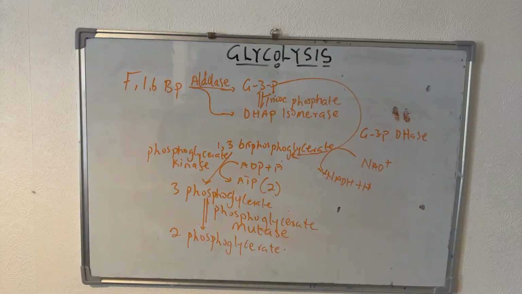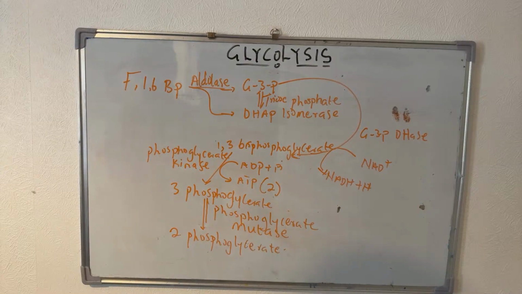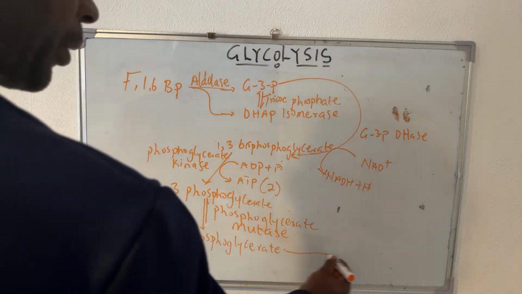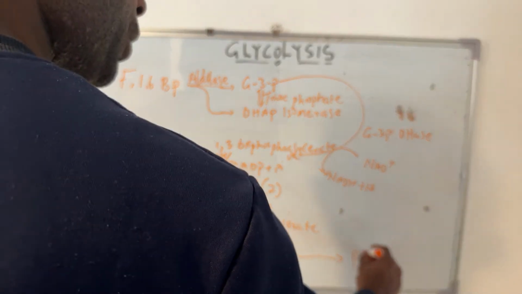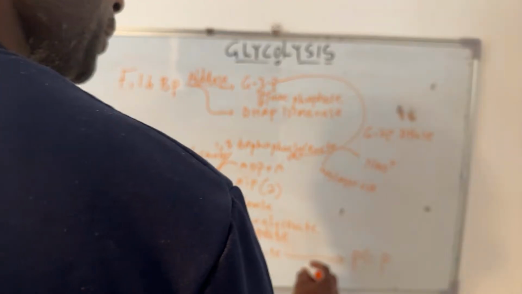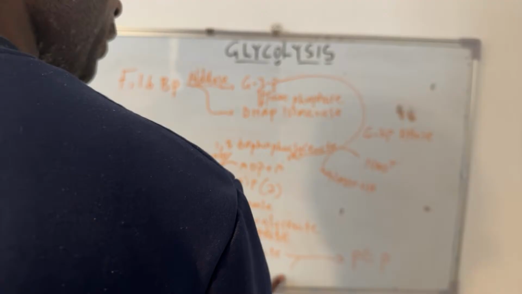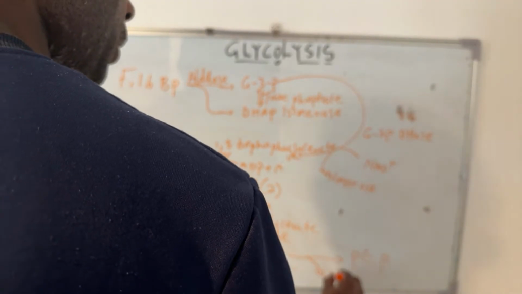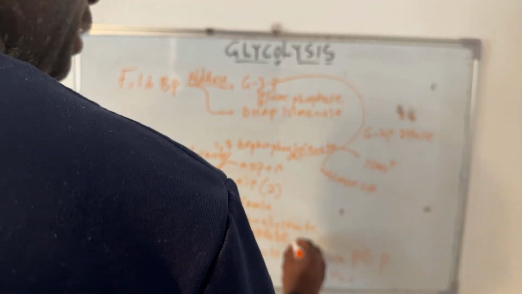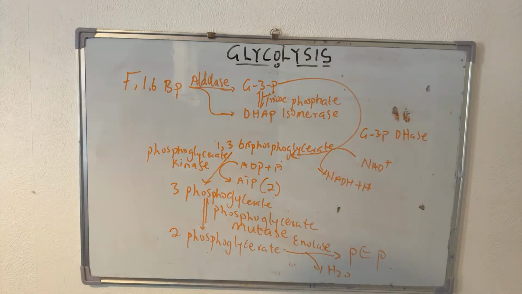In the process of forming phosphoenol pyruvate, water is removed. So I'm going to put this arrow here, PEP, what we call PEP. Sorry, water is removed, H2O, and the enzyme is enolase. The enzyme is enolase.